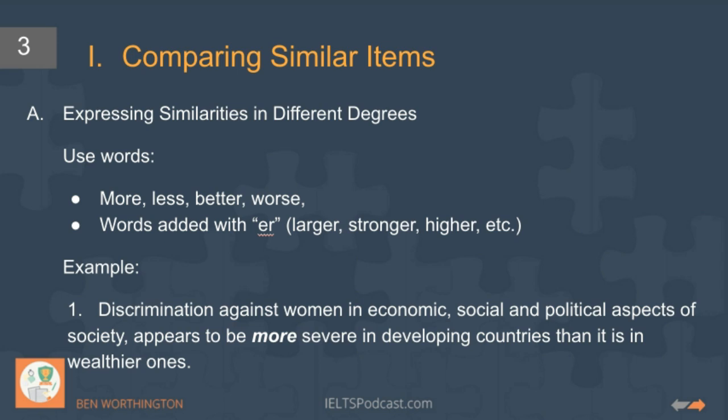So when we're using these comparisons to express similarities in different degrees, we're going to be using the comparatives, usually with the ER suffix, like larger, stronger, higher, or more, less, better, worse. So an example: discrimination against women in economic, social and political aspects of society appears to be more severe in developing countries than it is in wealthier ones.